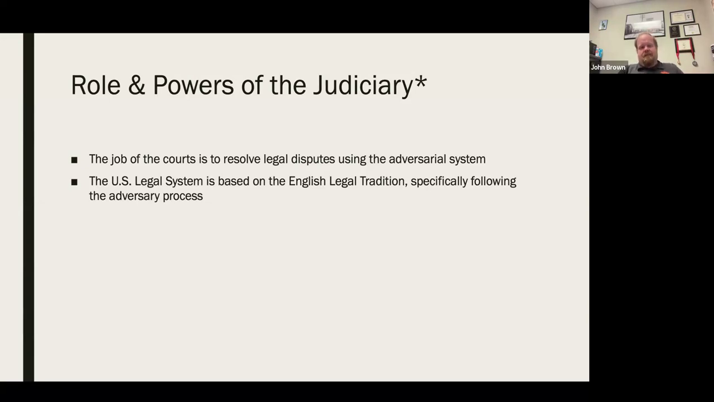So what is the purpose of it? Well, the short answer is the job of the courts in general is to resolve legal disputes using the adversarial system, including things like trial by jury and the right of appeal. The U.S. legal system, which came as an offshoot of the English legal tradition, specifically follows the adversary process. And what is the adversarial system?